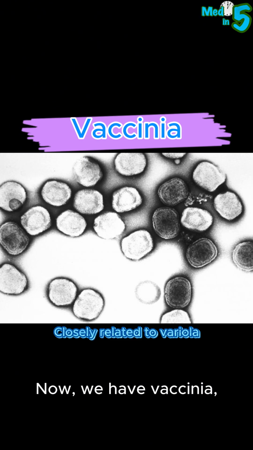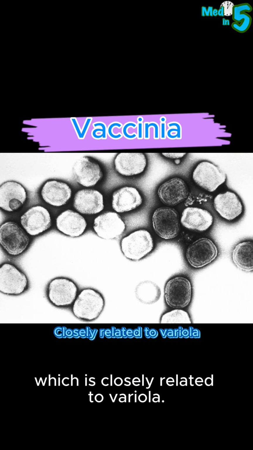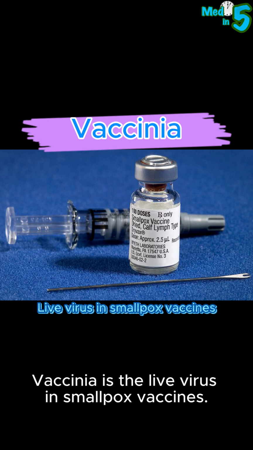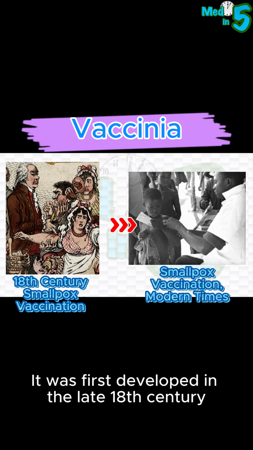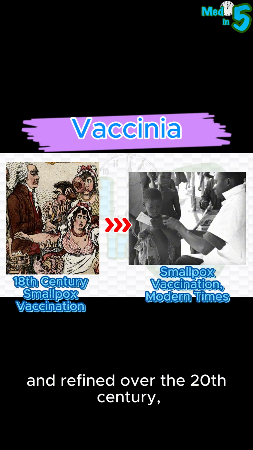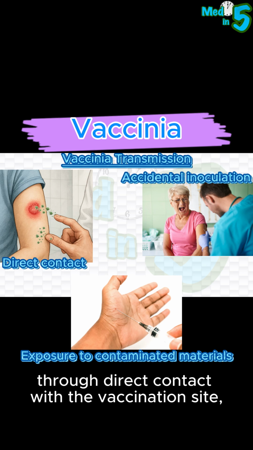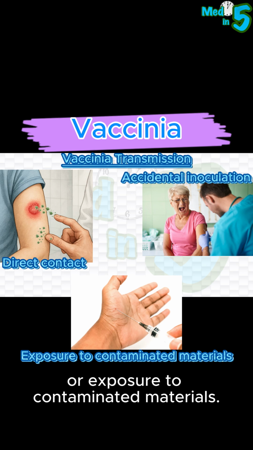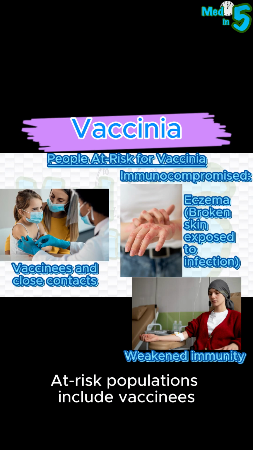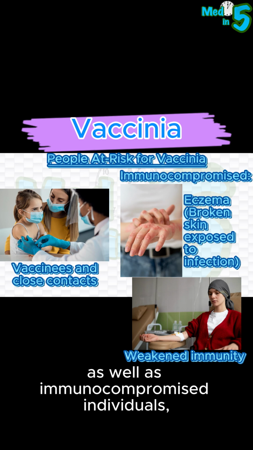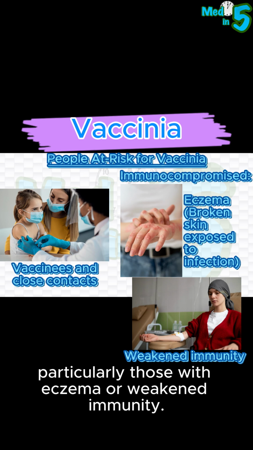Now, we have Vaccinia, which is closely related to Variola. Vaccinia is the live virus in smallpox vaccines. It was first developed in the late 18th century and refined over the 20th century, eventually leading to global smallpox eradication. Transmission occurs through direct contact with the vaccination site, accidental inoculation, or exposure to contaminated materials. At-risk populations include vaccinees and their close contacts, as well as immunocompromised individuals, particularly those with eczema or weakened immunity.